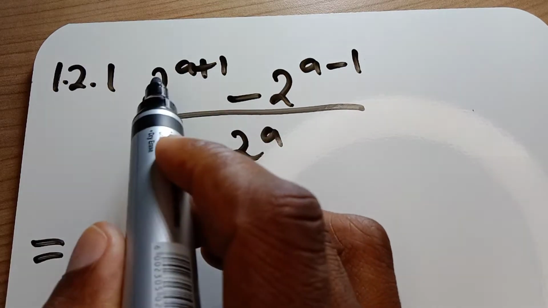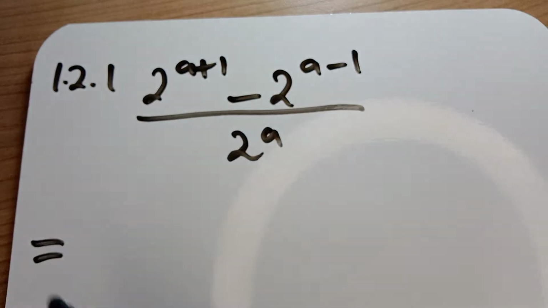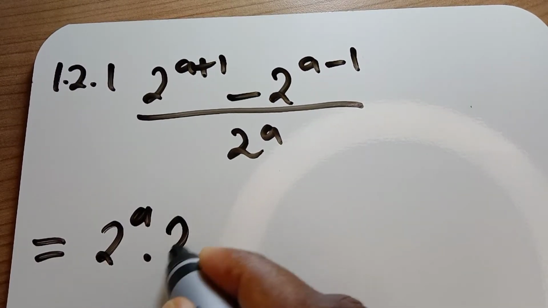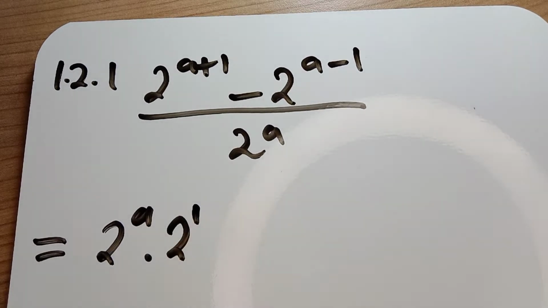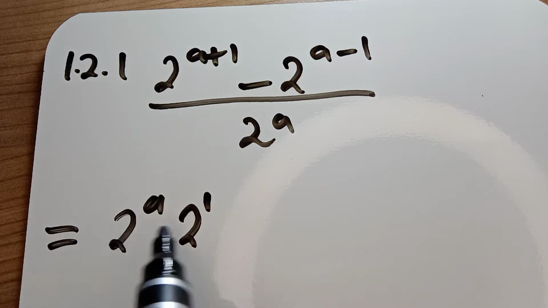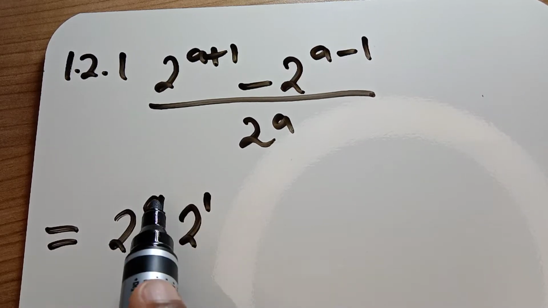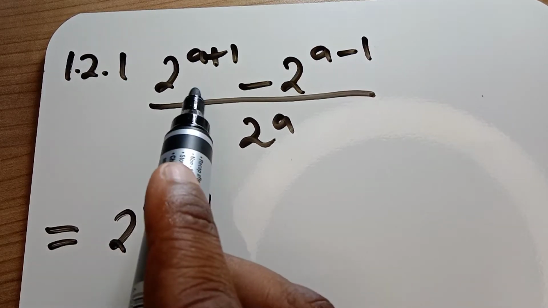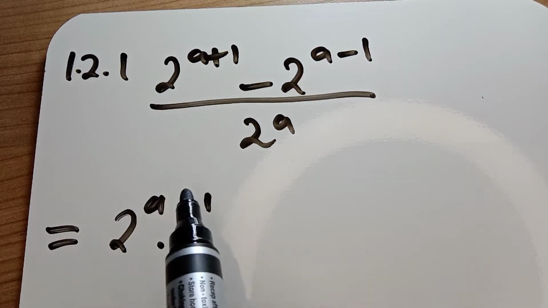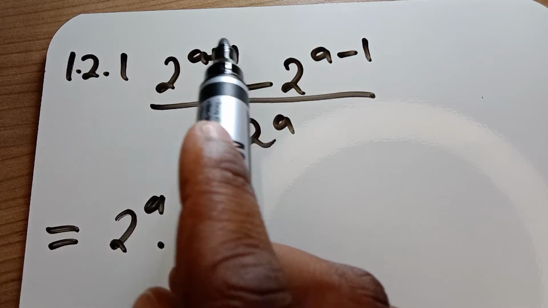Here we are having 2 to the exponent a plus 1. We can express it in this fashion: 2 to the exponent a multiplying 2 to the exponent 1. Remember, when we are having the same bases that are multiplying, we are going to add the exponents, so we write one base and add the exponents. Then you're going to have a plus 1. It gives you something of this magnitude.